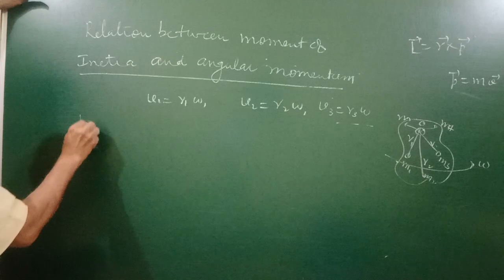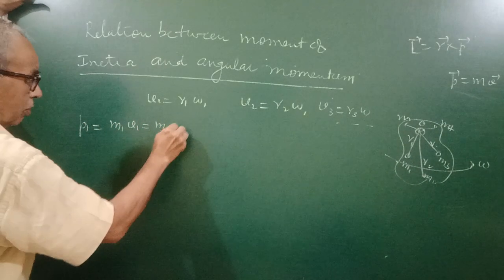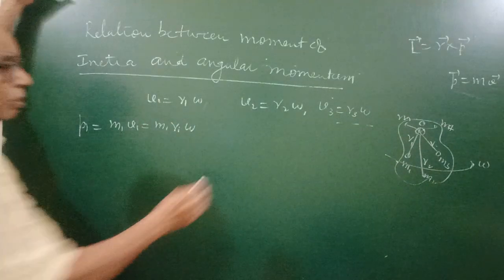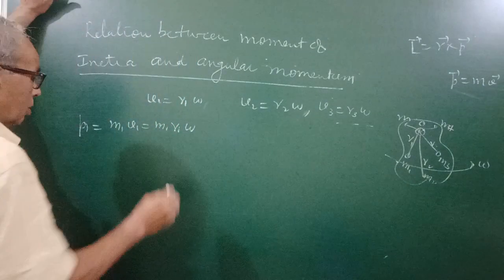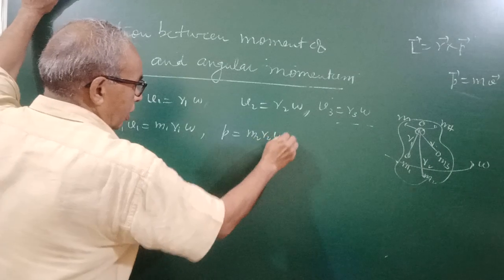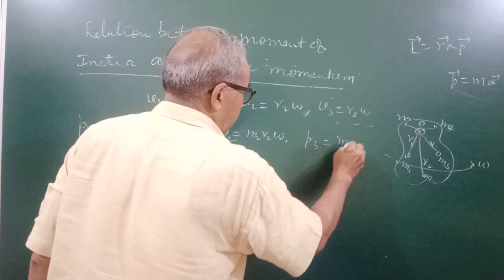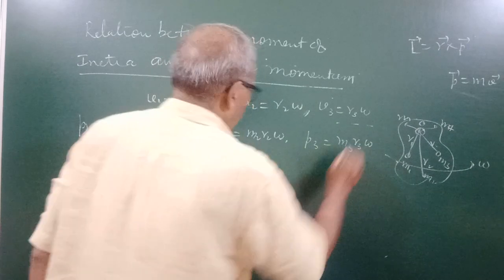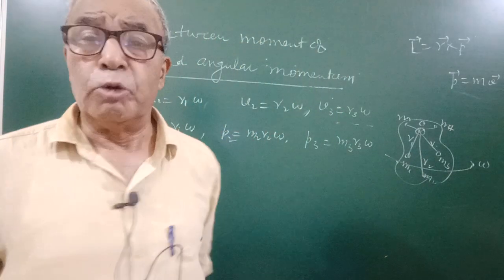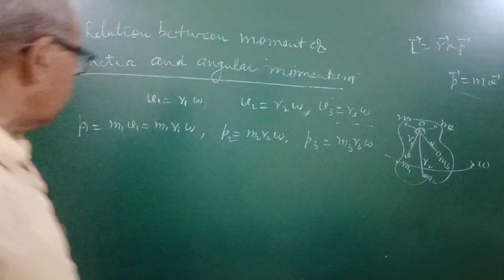Linear momentum P1 is m1 v1, यानी कि m1 r1 omega. ऐसे P2 होगा m2 r2 omega, P3 m3 r3 omega. What are P1, P2? Linear momentum of these particles, because every body in rotating motion has linear velocity. If it has linear velocity, it has angular velocity also.